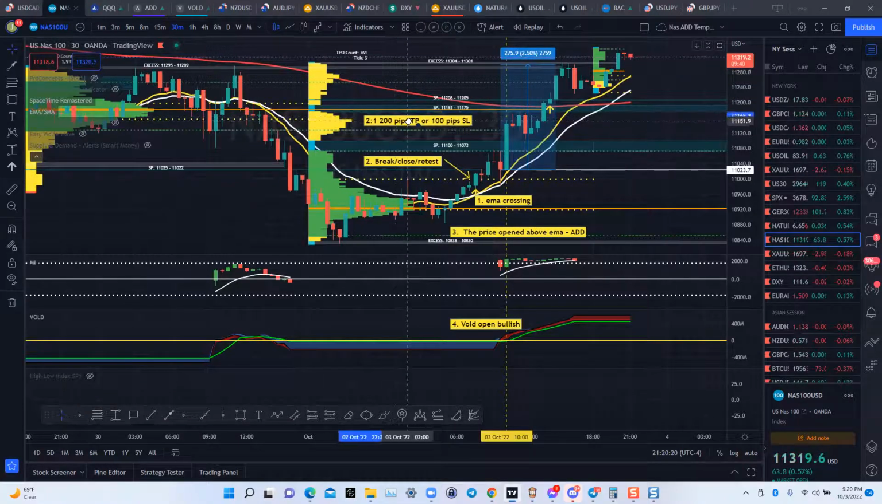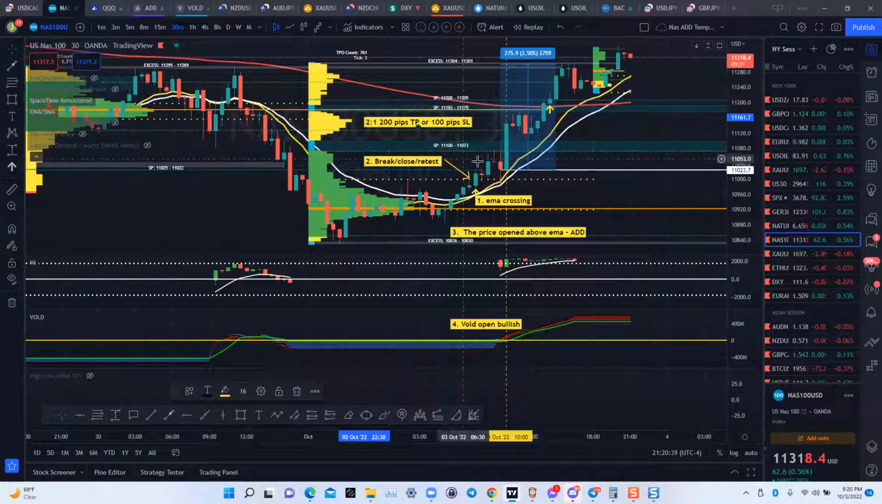So I'm only looking for 2 to 1, 200 pips to 100 pips. Now, if I get more than that, if I get 300 pips, that's 3 to 1. I always keep a 100 pip stop loss. If the 100 pip stop loss gets violated, then that means that trade was not meant to be.